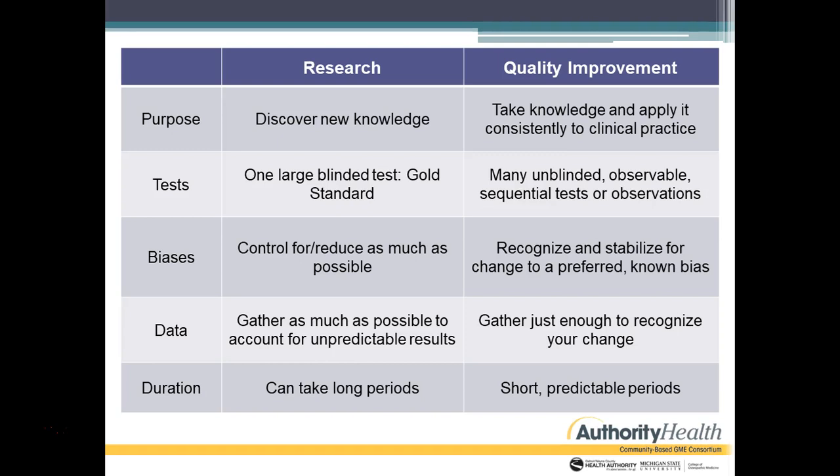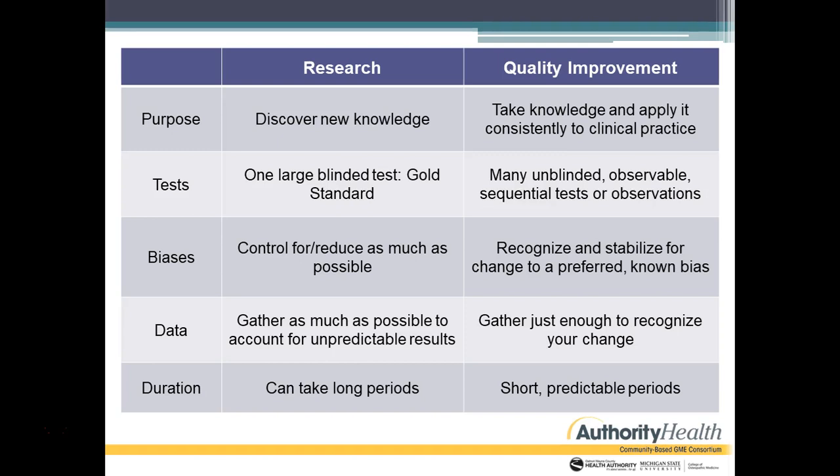Quality improvement is different. It's taking knowledge and applying it consistently to clinical practice. So you're tweaking what already exists. You're not discovering new knowledge. In research, the gold standard, of course, is a large blinded test. We know that. But quality improvement are small, many unblinded, observable sequential tests or observations, small tests of change.